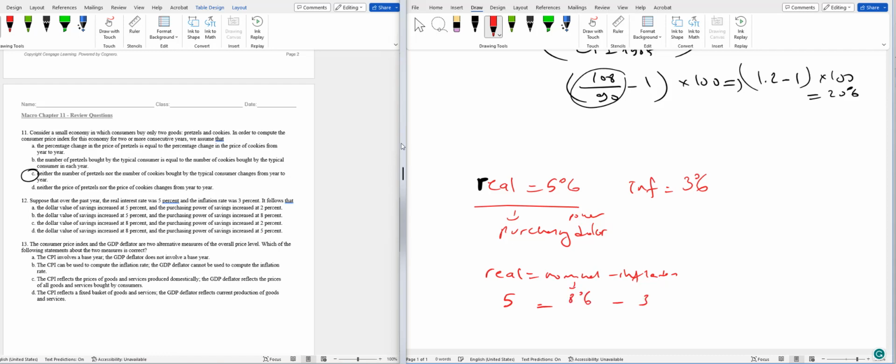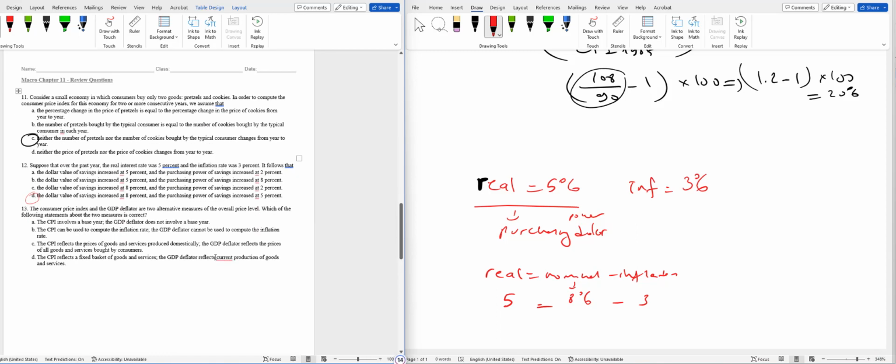Now we can answer the question. The dollar value of savings increased at 8%. So it's either C or D. And the next thing we need to know is the purchasing power of savings, which is represented by the real rate, and therefore the right answer is D. And the last question.